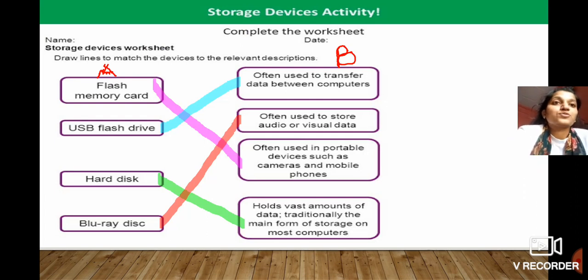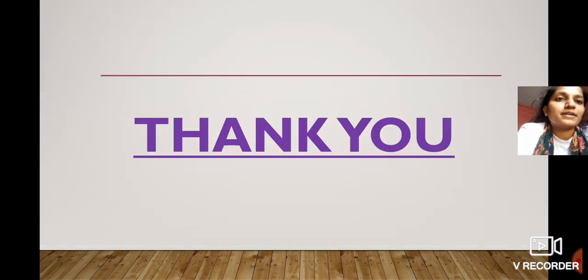Students, if you all can remember, we have solved this match the pair activity also, where we matched flash memory card with often used in portable devices such as cameras and mobile phones. USB flash drive often used to transfer data between computers. USB flash drive means our pen drive. Hard disk holds a vast amount of data, traditionally the main form of storage on most computers. Blu-ray disc is often used to store audio or visual data.